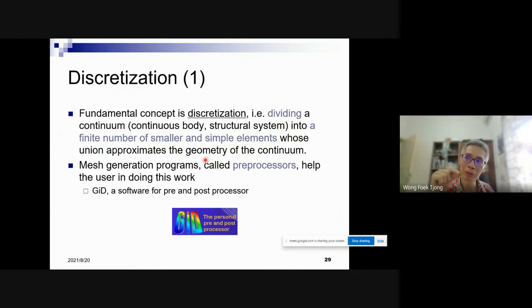Maybe the union is not exactly equal to the original geometry, but approximates. This is true especially if you have curved boundaries, and then you have to model them using polygons. We model the curves using polygons. That's how we approximate the geometry. In doing this, we may have to create a mesh if this is a two-dimensional or three-dimensional body. And to perform meshing, there is a specialist software, GiD, called preprocessor software, to assist us in doing meshing.